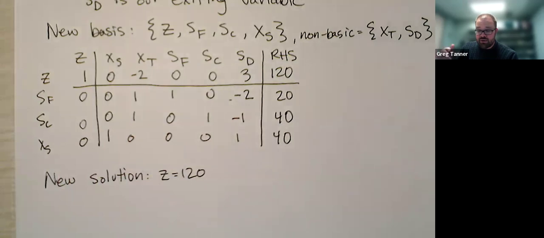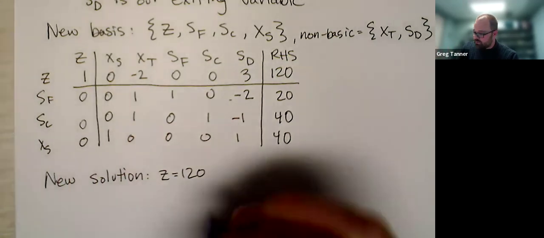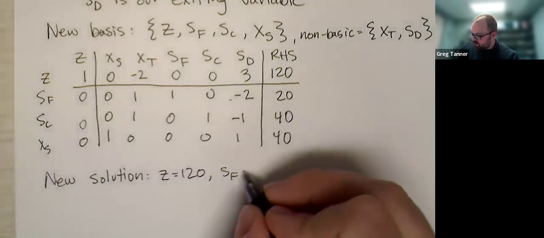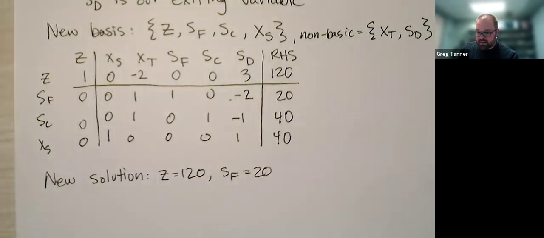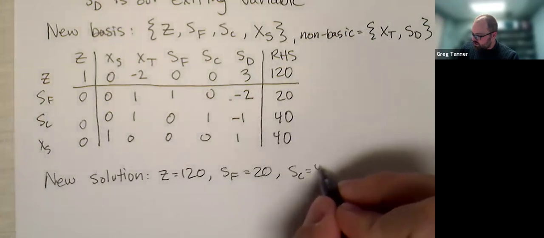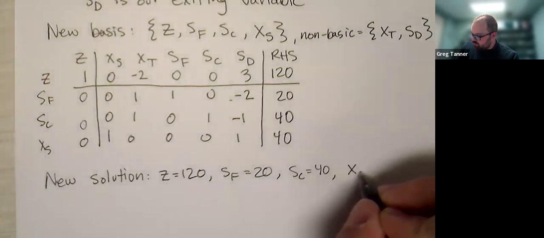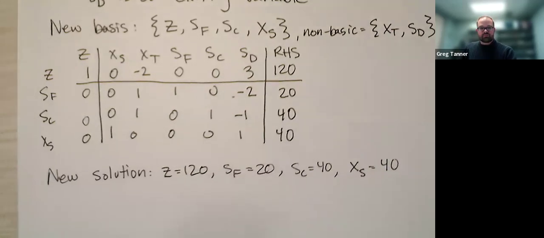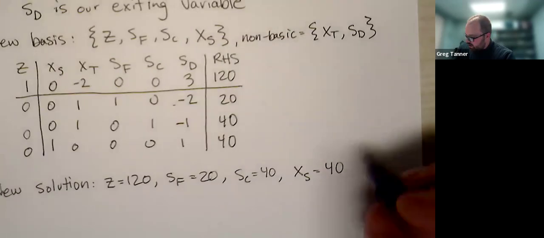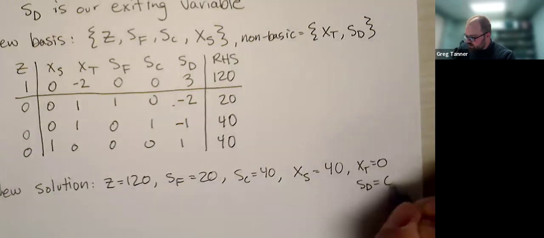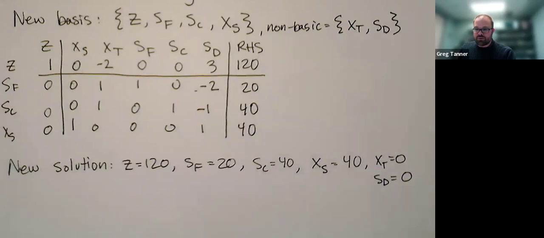Okay, that's going in the right direction. We went from 0 objective to now 120. SF, we can read off this value, is now 20. We've got 20 units of finishing slack. We've got 40 units of carpentry slack. And we are now making 40 soldiers. 40 soldiers and 0 trains, and we've got no slack for demand. We are making all the soldiers that demand tells us will sell.